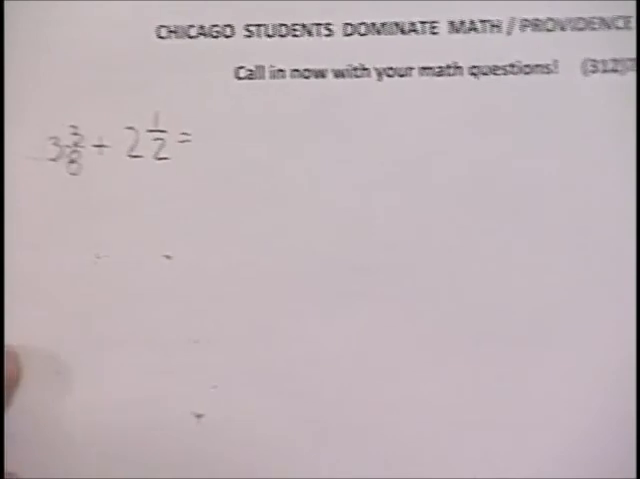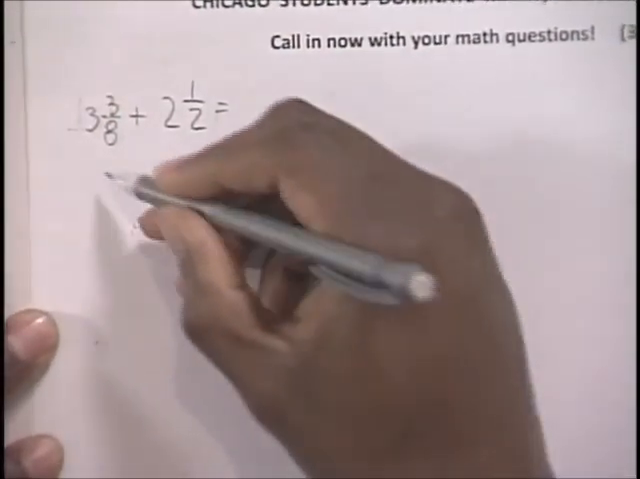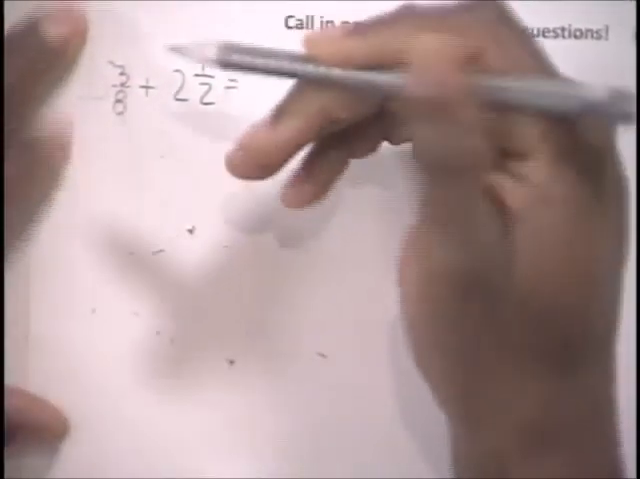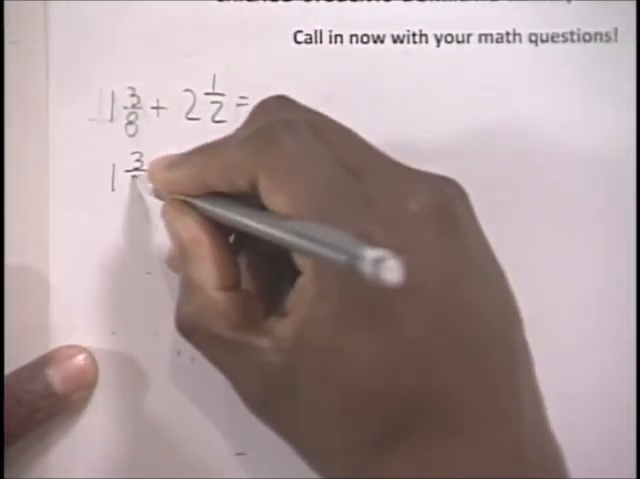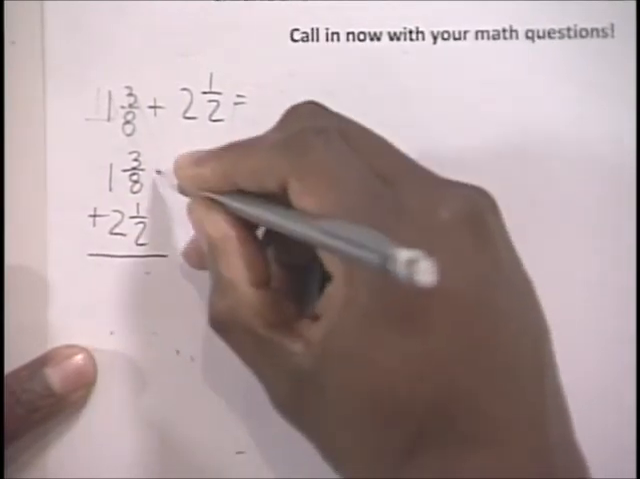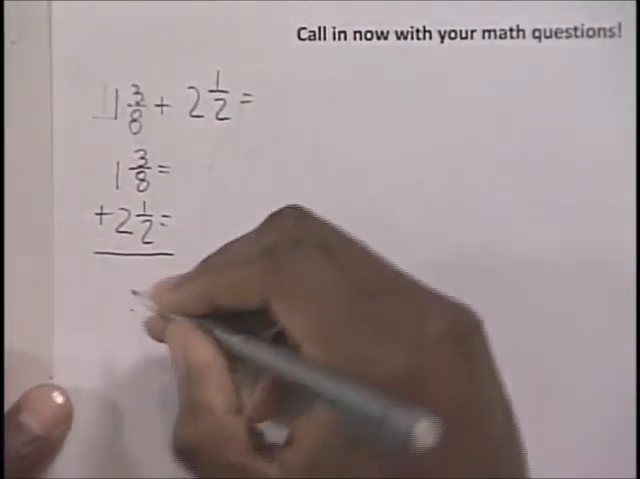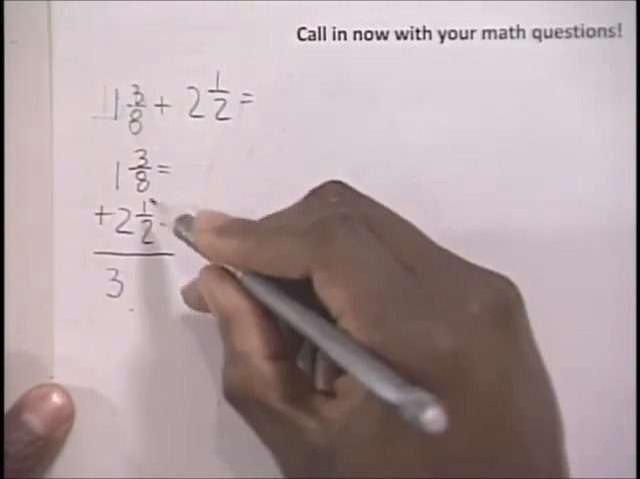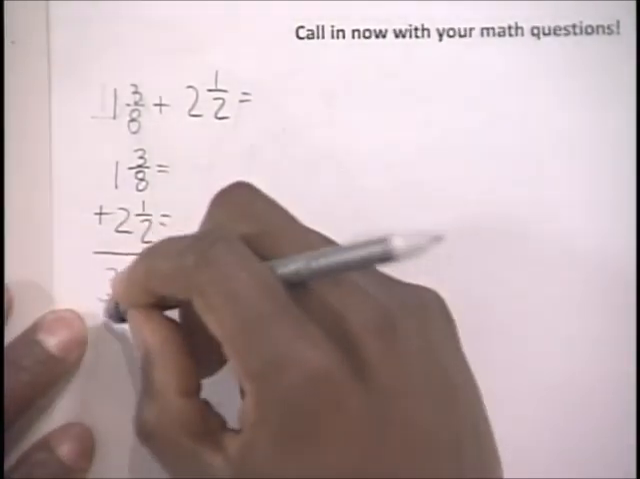All right, so we have 1 3/8 plus 2 1/2. The first thing that I'd recommend you do is line the problems up, okay? So what I want you to do is first know that it's very wrong just to add here. You're okay with that, right? Okay, why is it wrong to add right now?